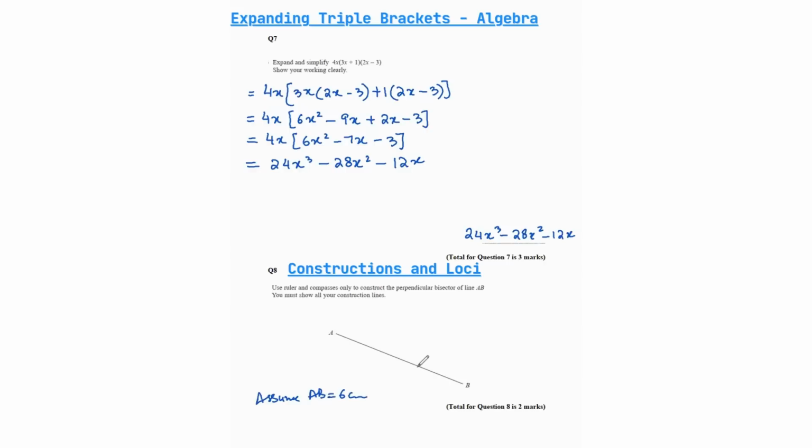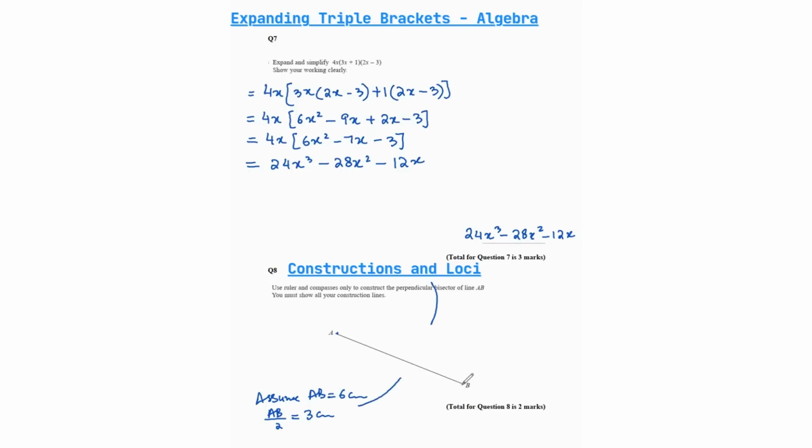So if AB is 6 centimeters, what we do is we open the compass to more than half of the length. Half of AB is going to be 3 centimeters. So let's say you open your compass to 3.5. So when you open the compass to 3.5 centimeters, once you've done that, we put the compass at point A and draw an arc above the line and below the line.